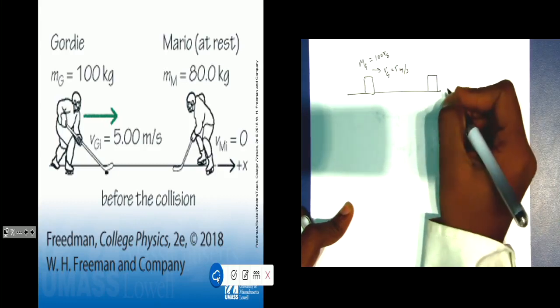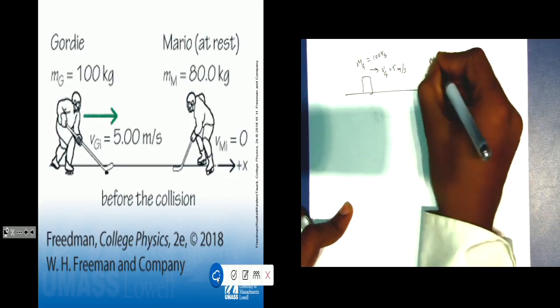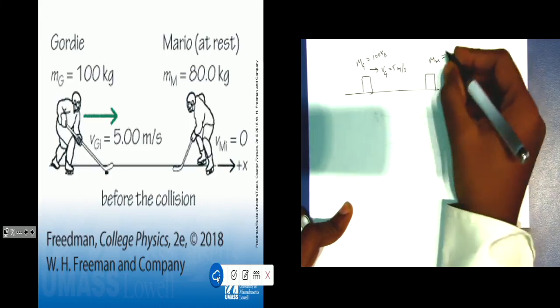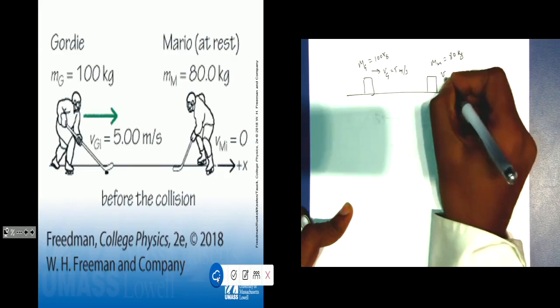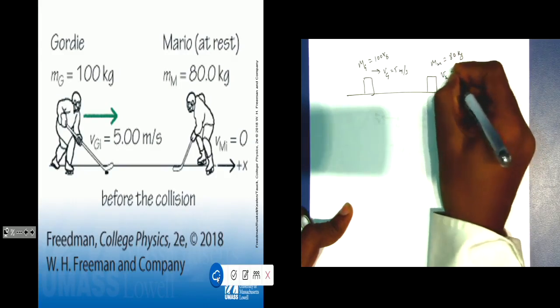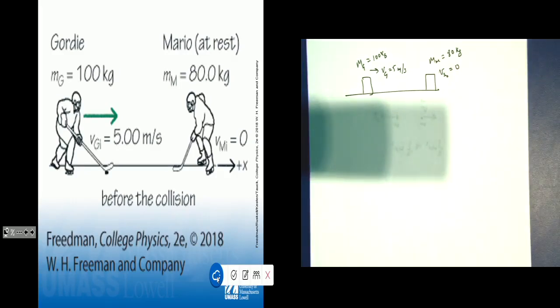And this is Mario. Mass of Mario is 80 kgs. And Mario's initial speed is zero. Right? He's at rest. So that's my initial system. Everyone with me? So before we apply conservation of momentum, we need to find how much momentum is conserved. Gordy is moving in the beginning of this, right? So the initial momentum is not zero.